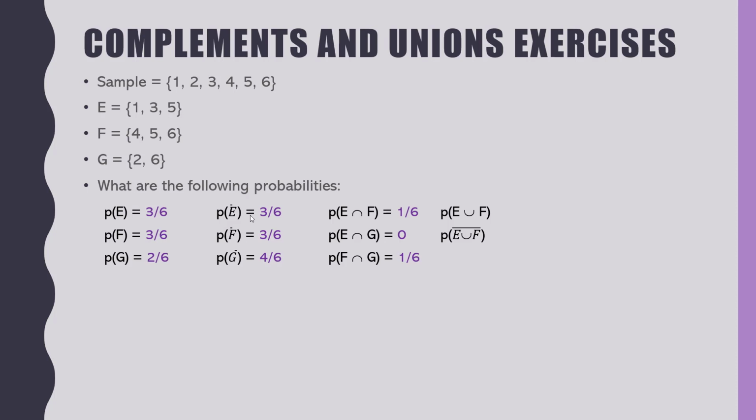Pretty simple, right? Last two. What's the union of E or F? Well, it's 1, 3, 5, 4, 5, 6, right? Of course, we're dealing with cardinality, so there are 5 possible outcomes there. So it's 5 out of 6. And then what's the probability of that not occurring? 1 out of 6, right? Pretty simple. Feeling okay about that?